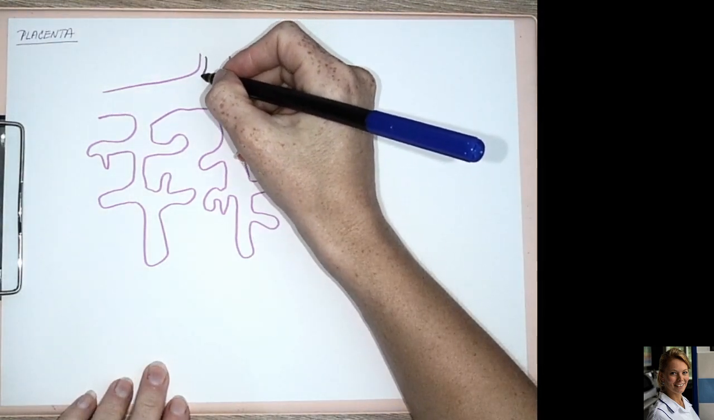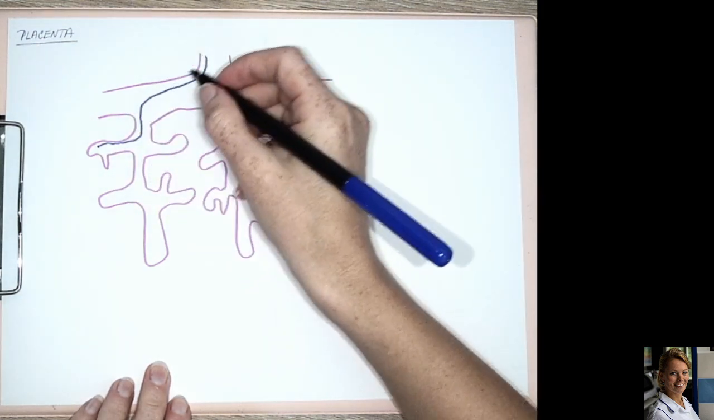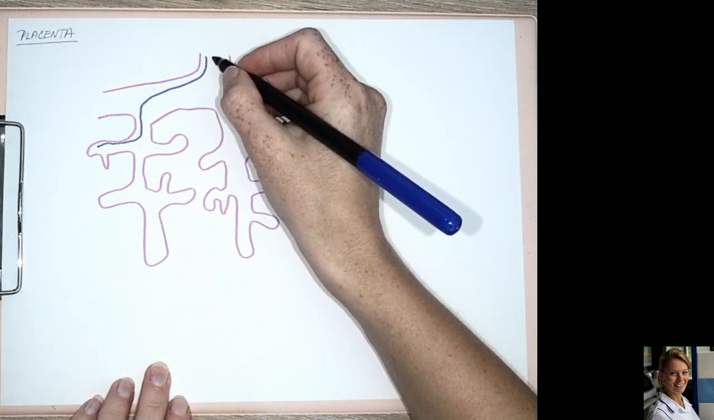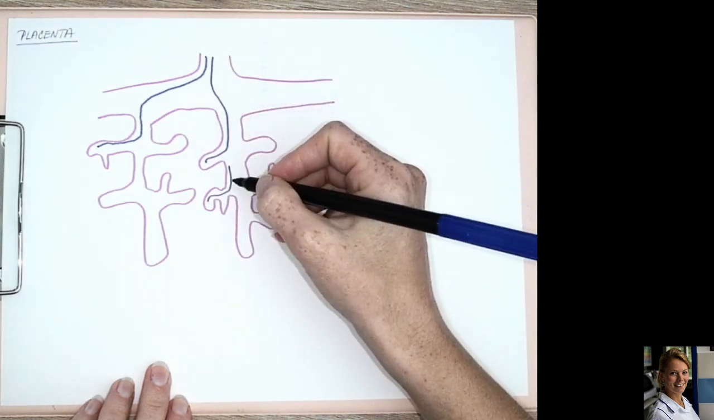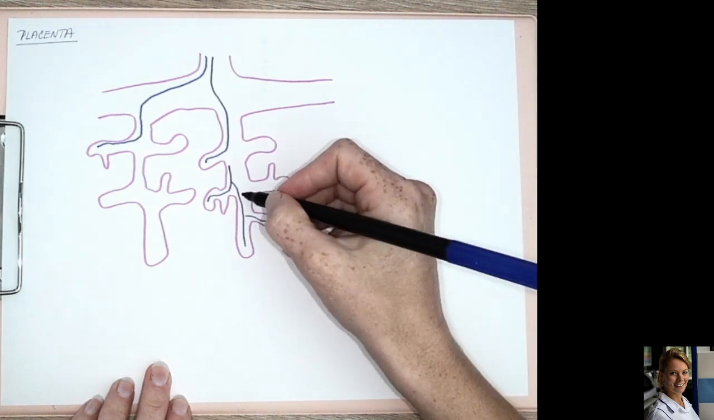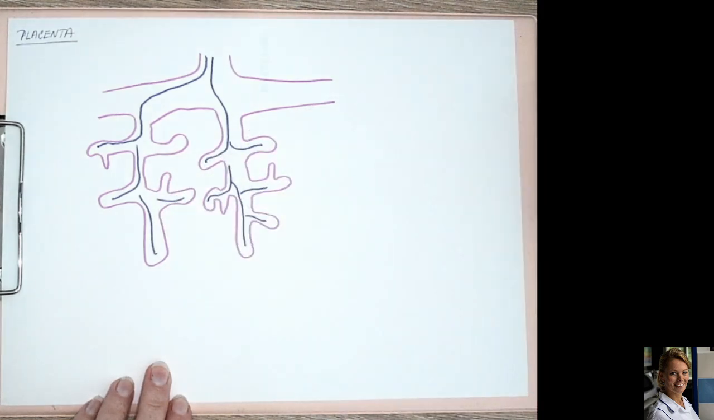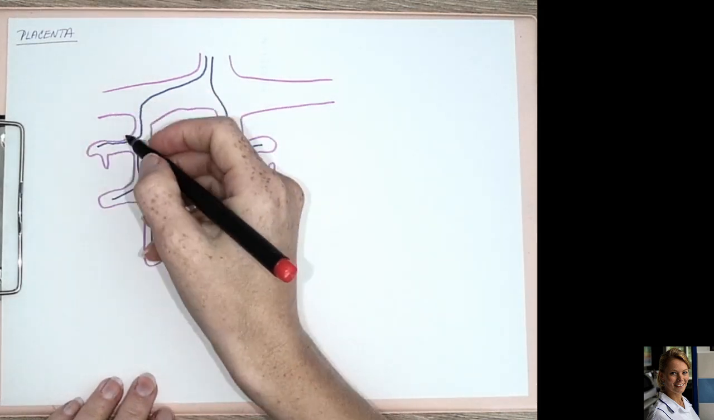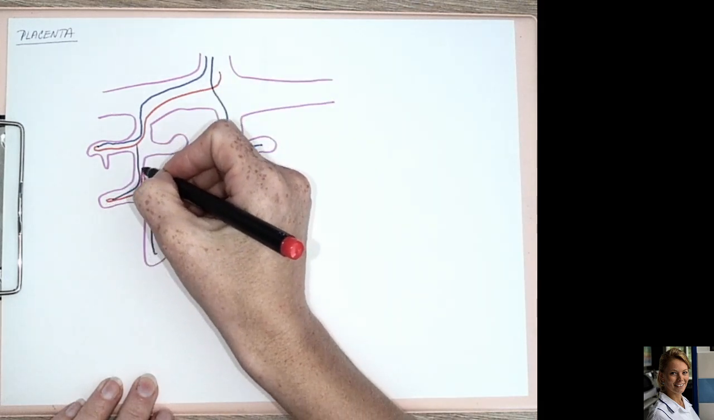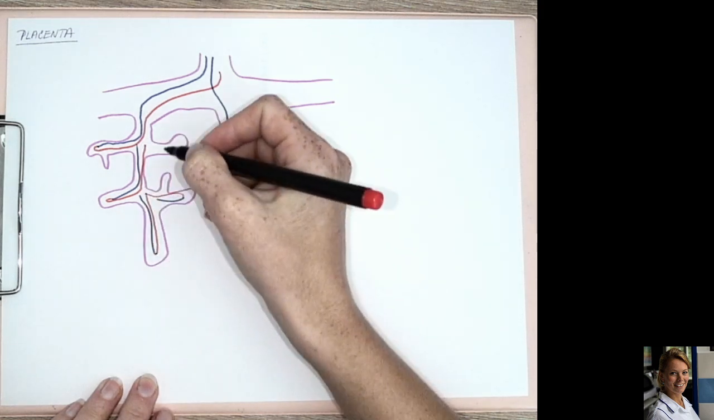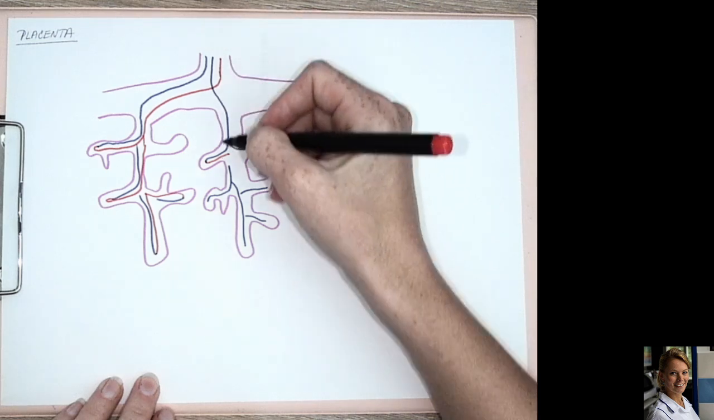So deoxygenated blood enters through the two umbilical arteries, branching into the branches of villi. And oxygenated blood returns to the umbilical cord through the one umbilical vein and goes into the fetus.